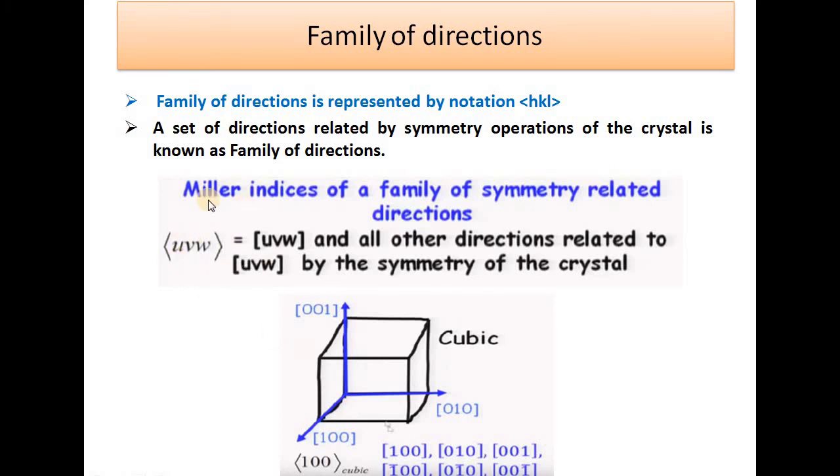So, if we have a family of directions represented by the symbol UVW enclosed in angle brackets, then all these directions are related to each other by the symmetry of the crystal. For example, in this figure we can see, in the case of a cubic crystal, a family of directions represented by 1, 0, 0 enclosed in angle brackets. So this is a family of directions which can be represented by this symbol 1, 0, 0. All these directions are included in this family.